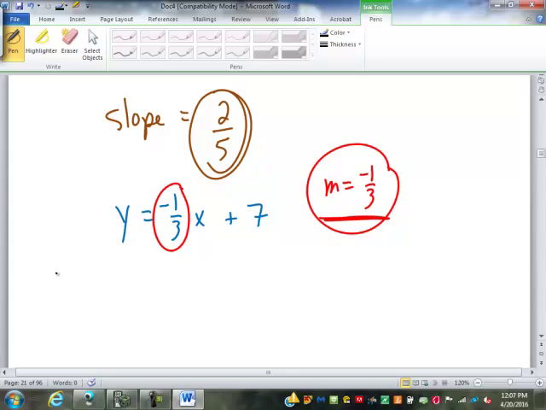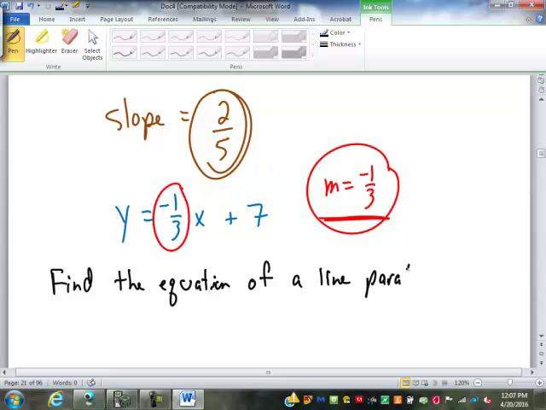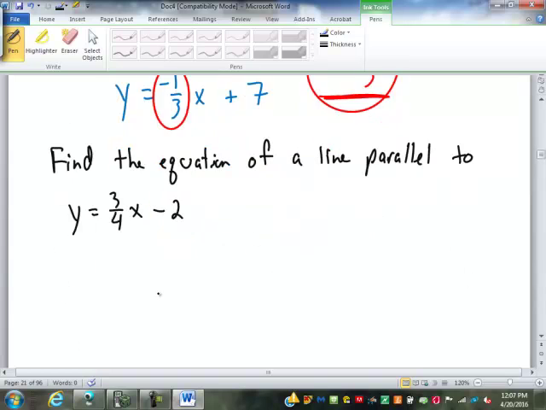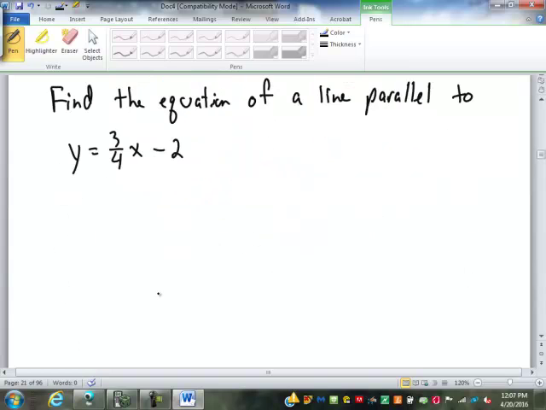So if I want to find the equation of a line parallel to y equals 3/4 x minus 2, I know by looking at that equation that the slope of that line is 3/4, because that's the number multiplying x. So I know the slope of the line parallel to it will also be 3/4.